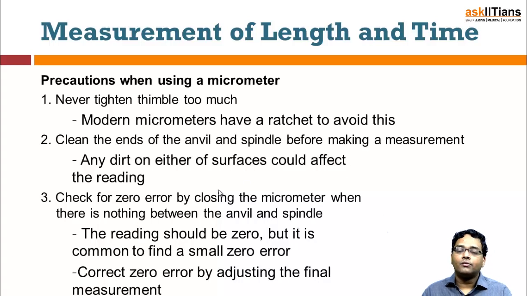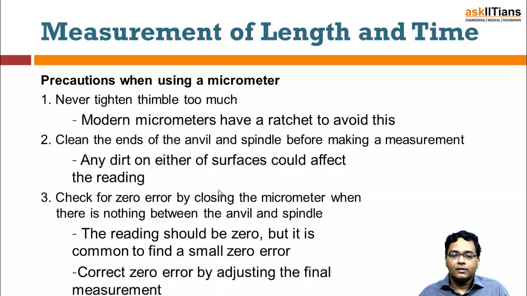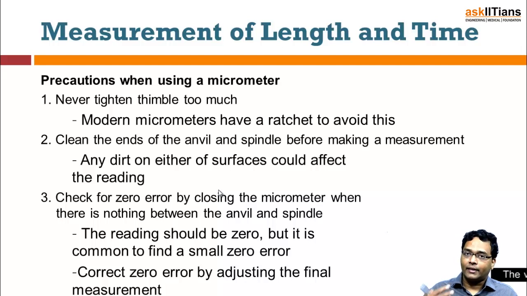Check for zero error. That is, when you don't place anything, you just move it and tighten it up and see that it's the zero that coincides with the zero of the circular scale. The reading should be 0, but it is common to find that there may be some zero error. So you just measure whether it's a positive zero error or a negative zero error.